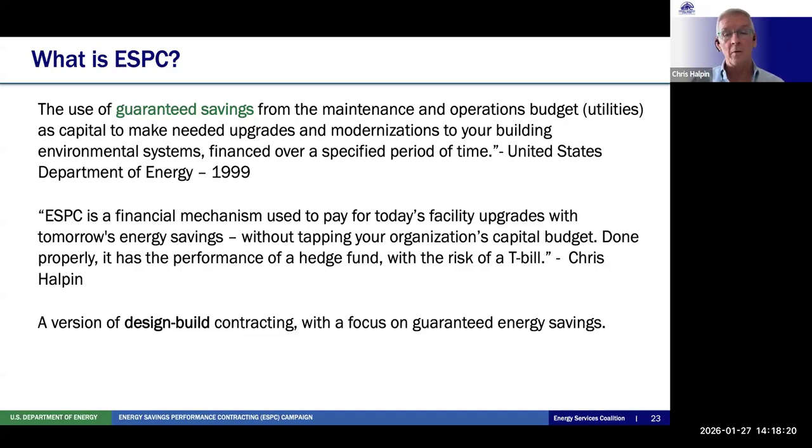association at all. And the way I look at it, it's really a financial mechanism used to pay for today's facility upgrades, all these things that Craig was talking about, with tomorrow's energy savings. So you're not having to go out and do a referendum, the death knell of most improvements. They have to go out to referendum, and a lot of people are like, oh, we just can't pass that in our district. No, we don't have the money, and the kids continue to suffer in schools. So ESPC allows you to do this. You're monetizing, collateralizing those future savings, so you don't have to tap into your organization's capital budget. That's one of the beauties of this to me. And done properly, it has the performance of a hedge fund with the risk of a T-bill.